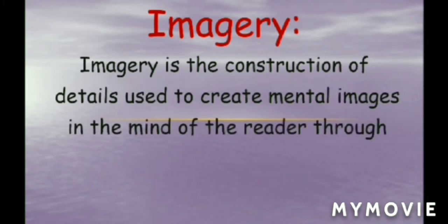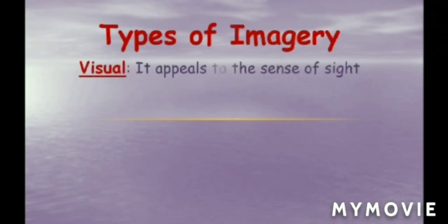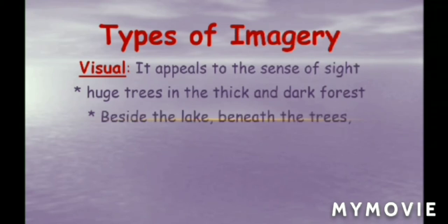Imagery. Imagery is the construction of details used to create mental images in the mind of the reader through the senses of sight, touch, smell, taste, and sound. Types of imagery. Visual. It appeals to the sense of sight. Examples: huge trees in the thick and dark forest. Number 2, beside the lake beneath the trees. Now, again, the second example is from the poem Daffodils. We can easily imagine these beautiful scenes.